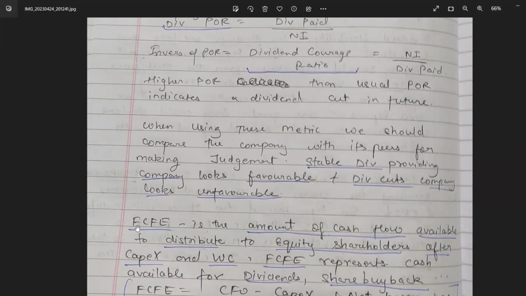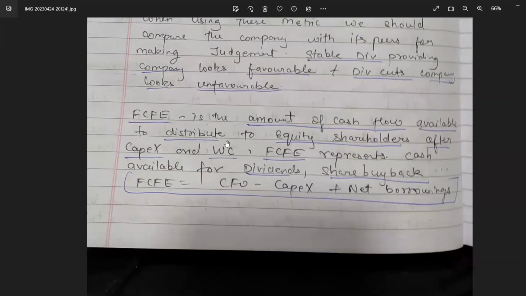And FCF is free cash flow. Free cash flow to equity is the amount of cash flow available to distribute to equity shareholders after capital expenditure and working capital needs. So FCFE represents the cash available for dividends and share buybacks. The company pays dividends from FCFE and repurchases shares through FCFE.